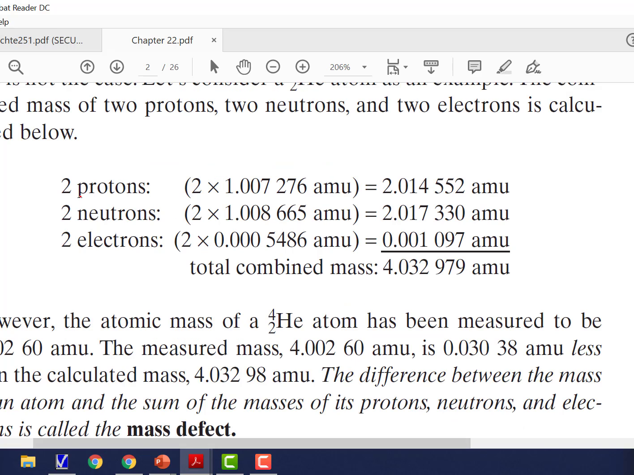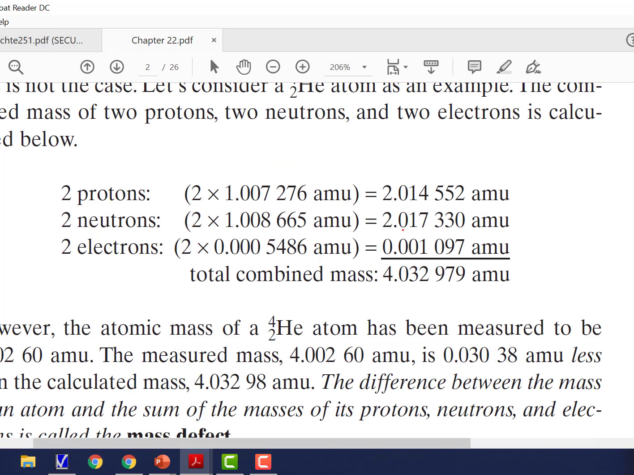Okay, so for a helium 4-2 helium, that would be 2 protons, the 2 protons would weigh that. 2 neutrons, the 2 neutrons weigh just a tiny bit more. They actually looked up the numbers. And the 2 electrons, like that. So that adds up to 4.032997 AMUs. But if you weigh a helium 4, it only weighs 4.00206. It weighs that much less. Okay? Which is enough to be measurable.